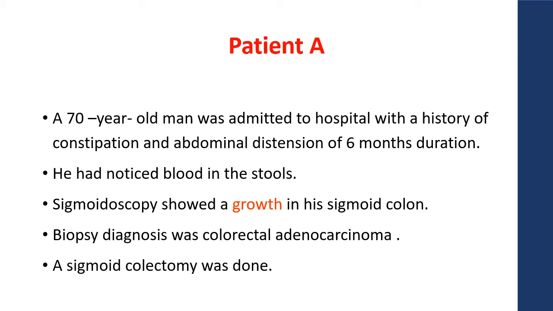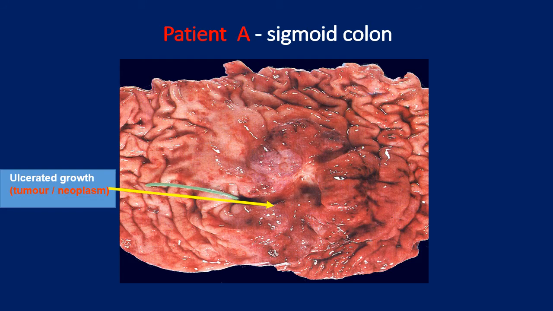The biopsy diagnosis was colorectal adenocarcinoma. So we have adeno and carcinoma. We will discuss it in detail, inshallah. And sigmoid colectomy was done. As you see in this photo, the arrow points to the tumor. It is an ulcerated growth. There is an ulcer. We call it tumor or neoplasm.